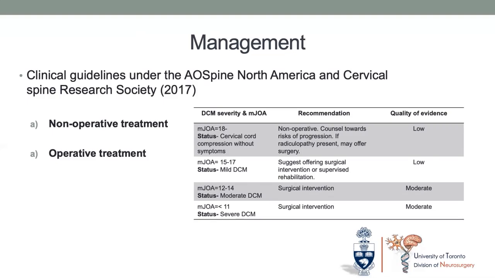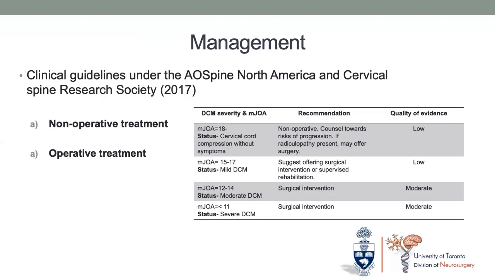For patients with mild DCM defined as MJOA of 15 to 17, the quality of evidence is weak. And we know that up to 62% of these patients will deteriorate in a 6-year period, but it's difficult to determine which patients. Currently, the recommendation stands to offer surgical intervention or decompression with the alternative of a supervised rehab trial with close monitoring.